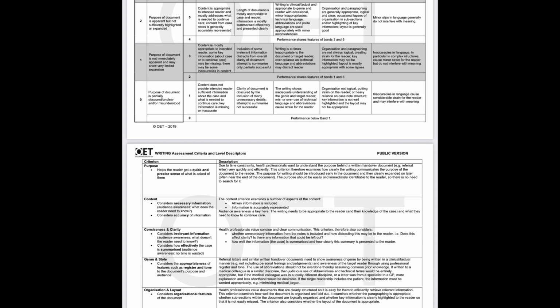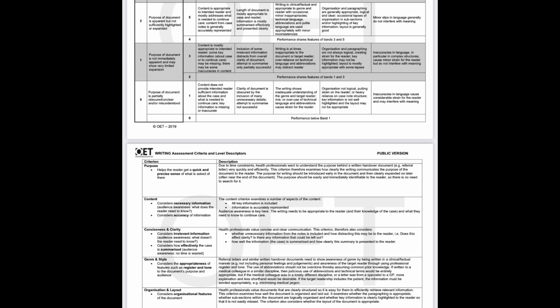Now, the fifth criteria is organization and layout. It considers organizational features of the document. Health professionals value documents that are clearly structured so it is easy for them to efficiently retrieve relevant information. This criterion examines how well the document is organized and laid out. It examines whether the paragraphing is appropriate, whether subsections within the document are logically organized, and whether key information is clearly highlighted to the reader so that it is not easily missed. The criterion also considers whether the layout of the document is appropriate.